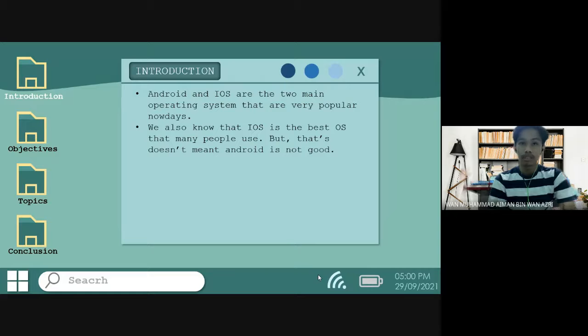For the introduction, nowadays Android and iOS are the two main operating systems that are very popular. These two OS both have advantages and disadvantages. Some may choose Android and some choose the other one. These two OS always compete with each other. We also know that iOS is the best OS that many people use, but that doesn't mean Android is not good. So today we are going to present about these two OS.